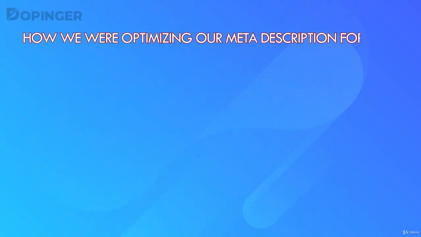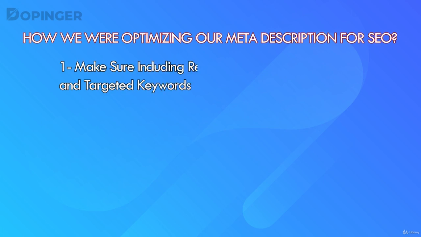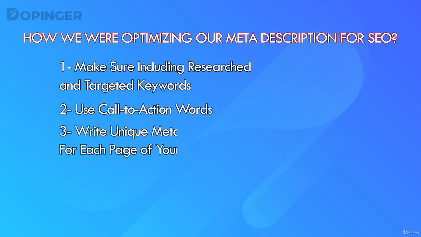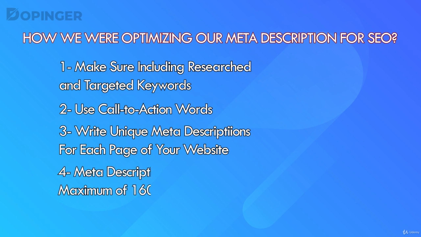Okay, how were we optimizing our meta description for SEO? Make sure to include researched and targeted keywords in the meta descriptions. Use call to action words, and write unique meta descriptions for each page of your website. Your meta description should not exceed the 160 characters limit. Yes!